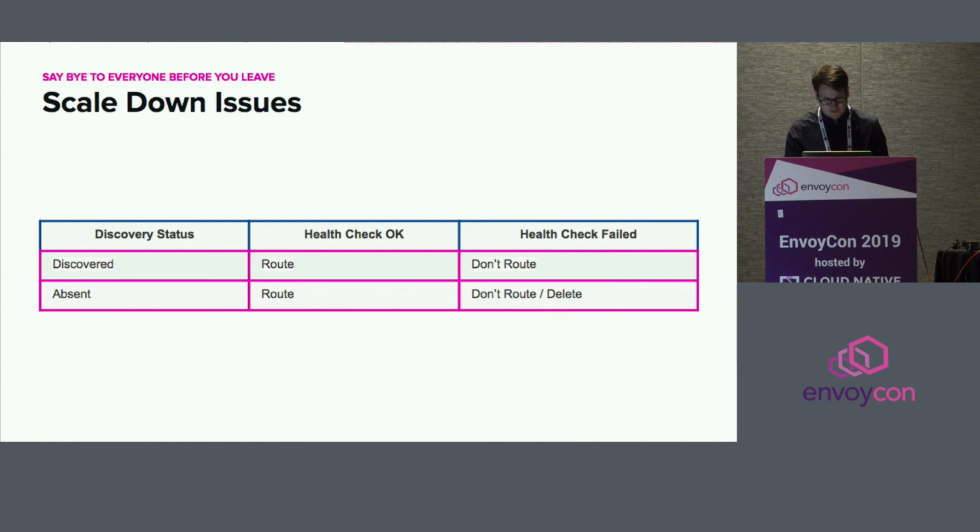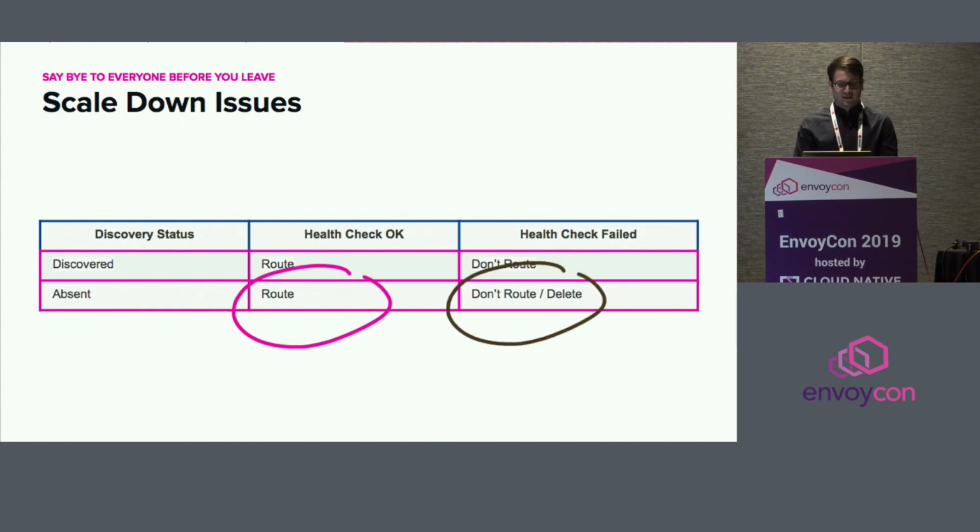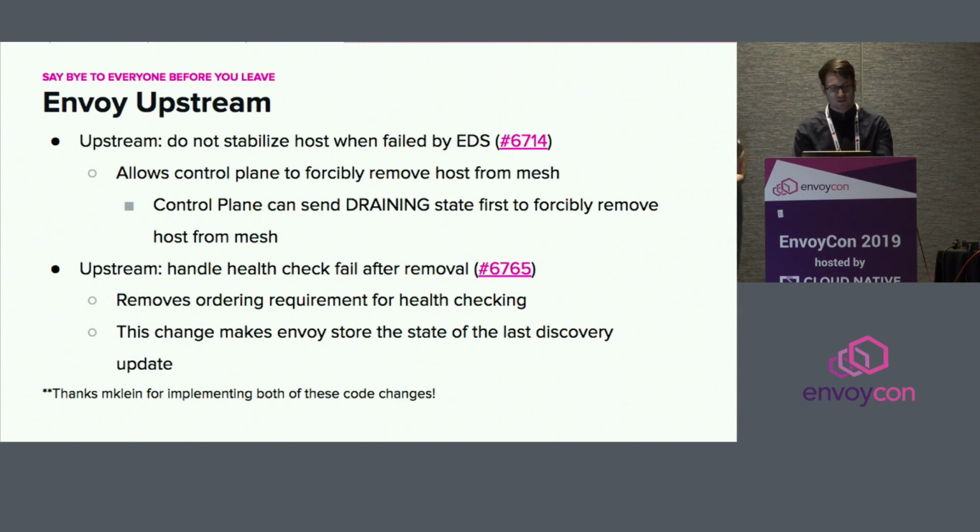So this is the table which Envoy should respect as far as health check status and discovery status. We wanted to be here. We were stuck here, and we really needed to get here to delete the thing. So we needed to fail the health check and be absent. So there are two patches. Thank you, Matt, for implementing both of these. The bottom one I'll talk about first, even though we discovered that bug later, which is why it was later.